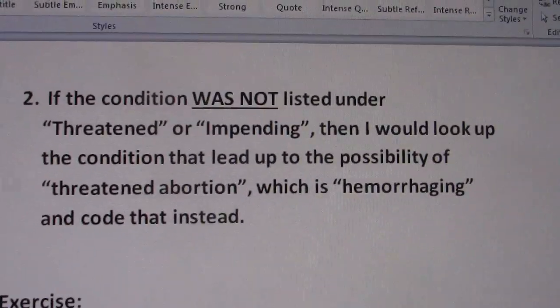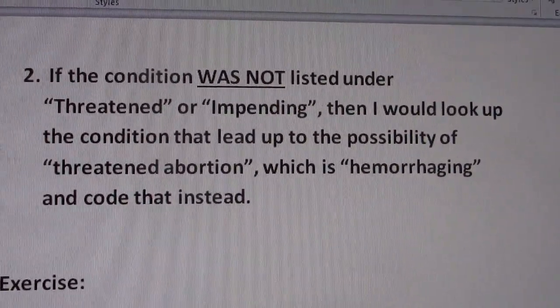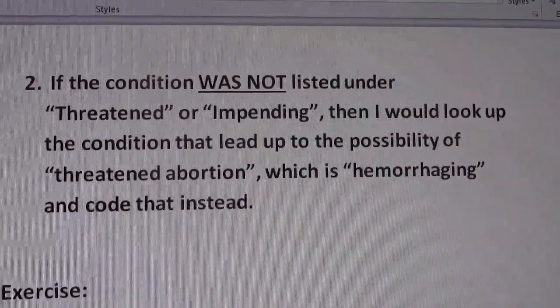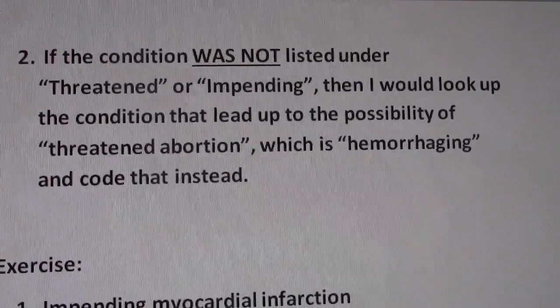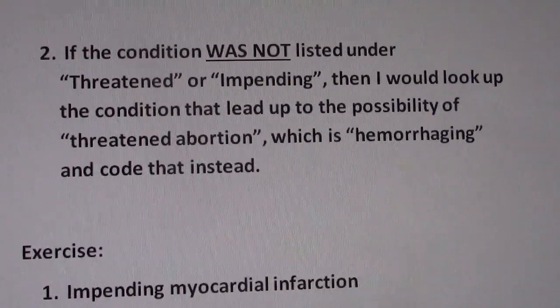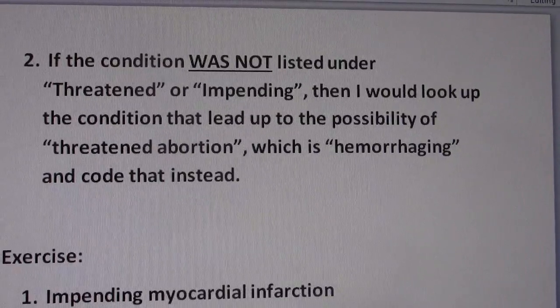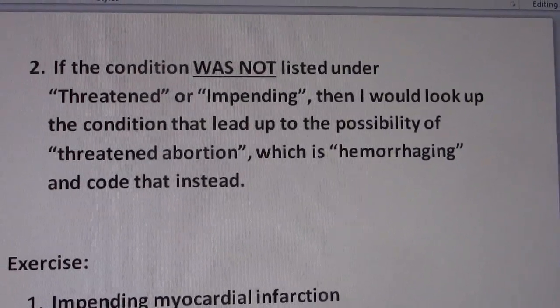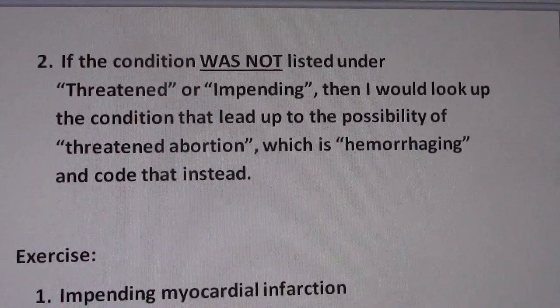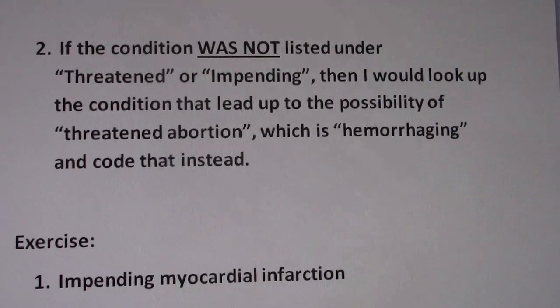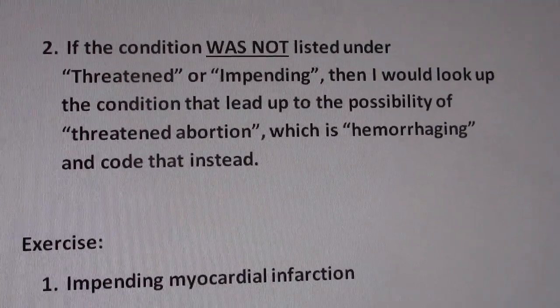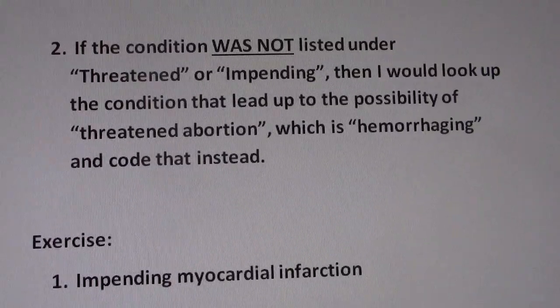O20.0. But if the condition was not listed under threatened or impending, which is another way they like to diagnose conditions, then I would just look up the condition that led to the possibility of a threatened abortion, which in this case was hemorrhaging, and I would just code that instead. Okay? So I hope that makes sense.